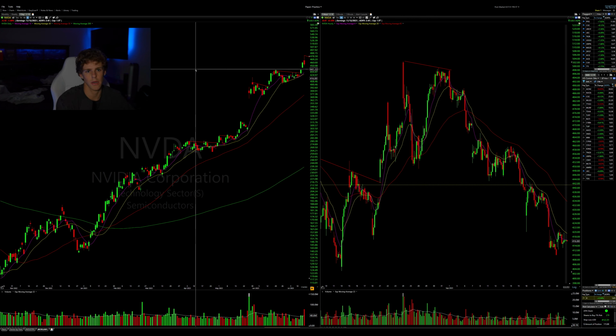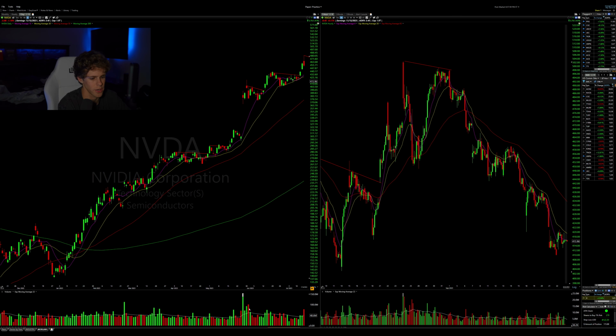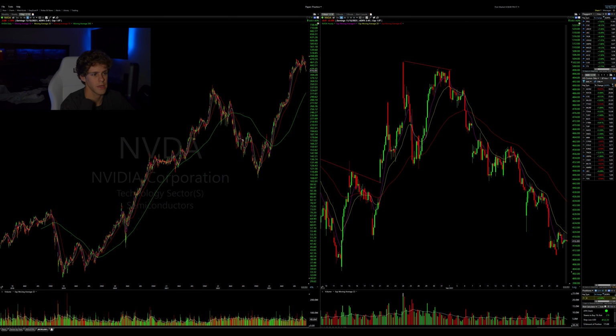The larger caps are going to have volume on the contracts, like NVIDIA, Apple, Tesla, AMD. It should be pretty obvious. If the stock has a lot of traded volume, share-wise, it should have a lot of volume in the options chain. But yeah, so here, we didn't have a price target for NVIDIA.